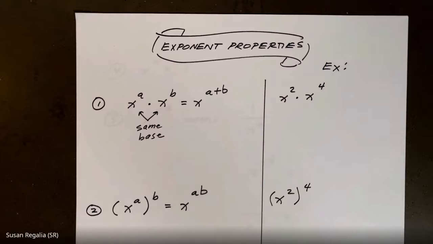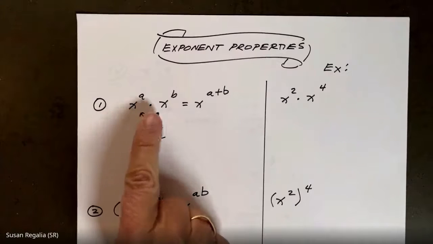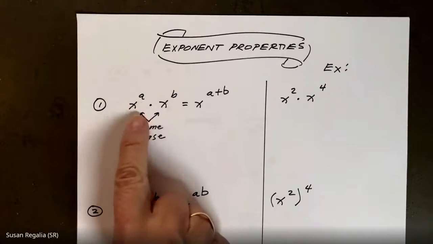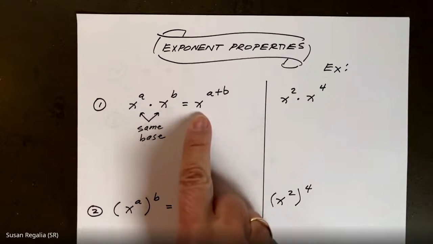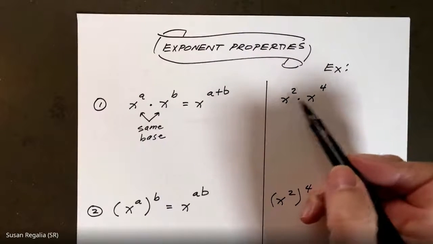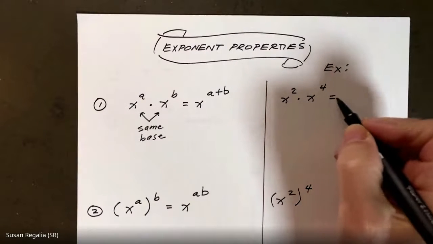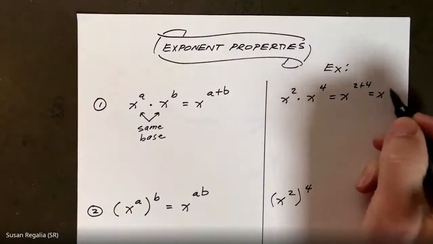The first property of exponents that you've already learned is when you are multiplying together two powers, meaning two terms with exponents that have the same base, and you add the exponents together. So for example, if I'm multiplying x to the second times x to the fourth, I'm going to have x to the 2 plus 4 or x to the 6th.